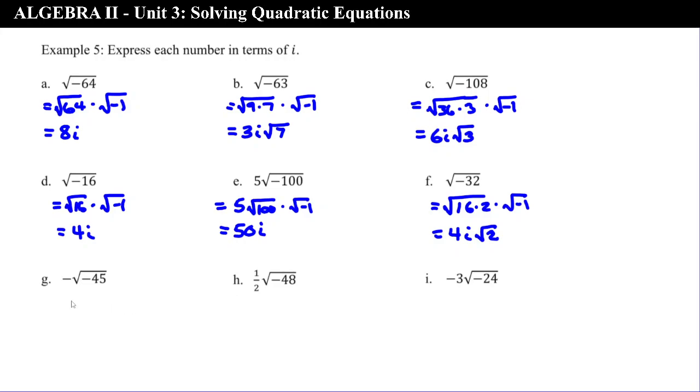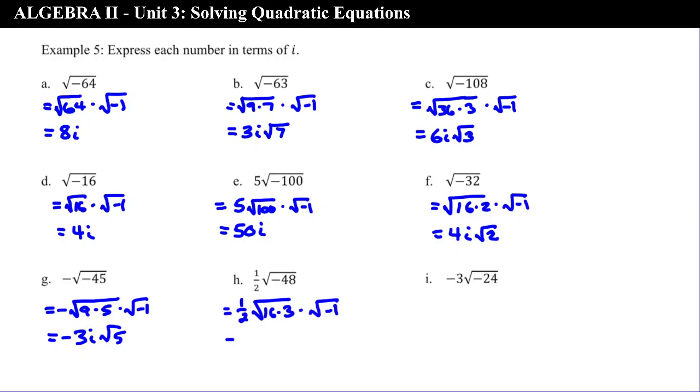Negative square root of negative 45. Well, that negative is just going to be on the outside. We can split 45 up into 9 and 5. We've got our negative 1 being broken out as well. And that gives us negative 3i square root of 5. For this one, we have 1/2 times the square root of 48, which is 16 times 3, times our square root of negative 1. 1/2 times the square root of 16, which is 4. 4 over 2 is 2. Then you have i, and then you have the square root of 3.